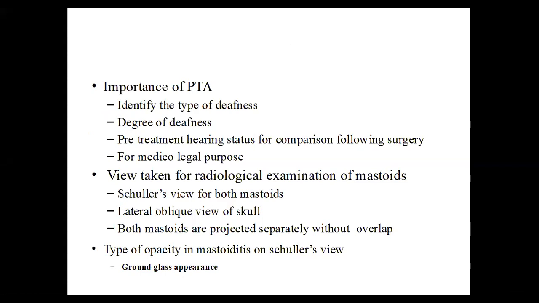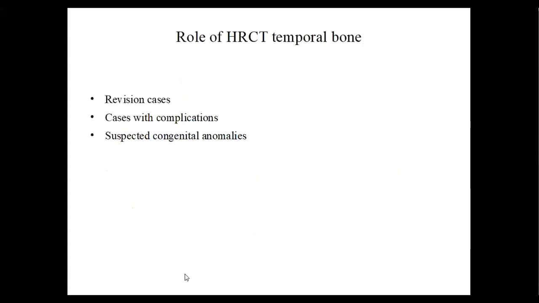That is, ground glass appearance is the classical appearance of the opacified mastoid you can see in the X-ray. So this slide again tells about the importance of PTA already mentioned, and most of the centers nowadays follow taking a high resolution computed tomography of the temporal bone instead of X-ray mastoid. So if you say HRCT of temporal bone in the exam, you should be able to substantiate.